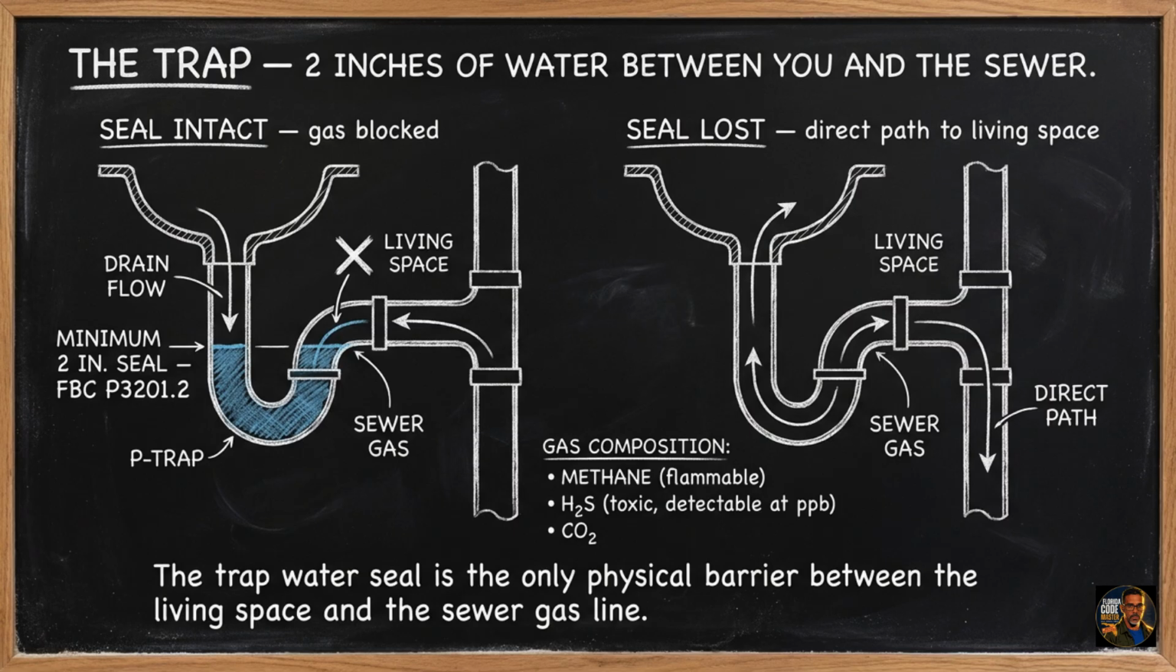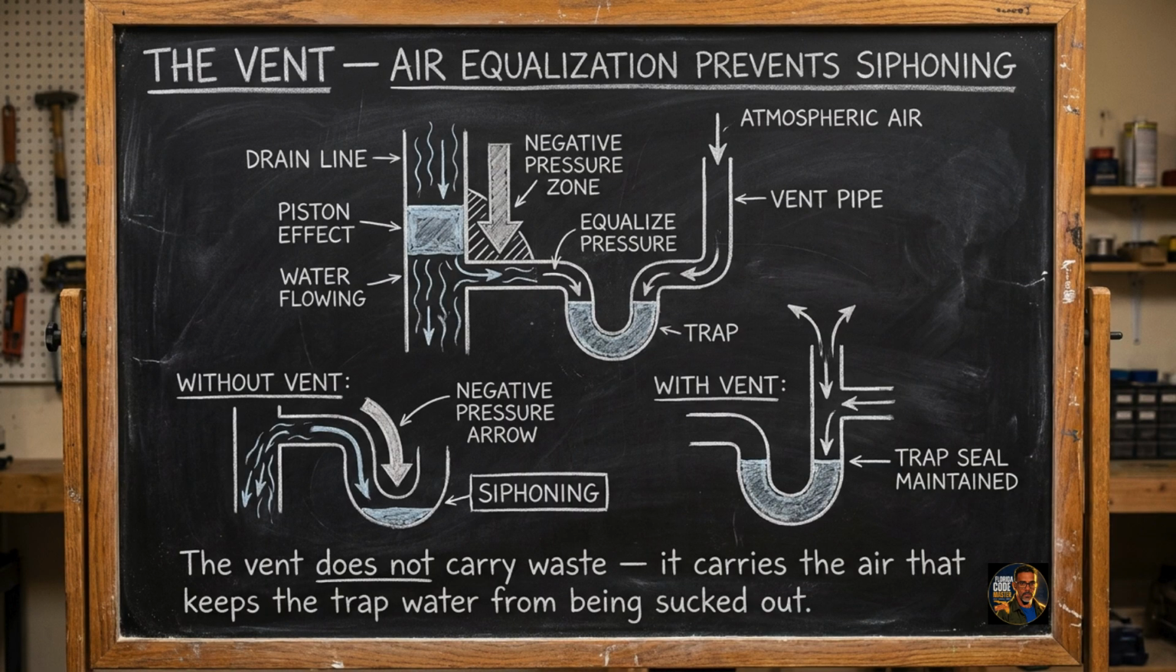FBC P3201.2 requires a minimum seal depth of 2 inches. When that seal is lost, the barrier is gone. A vent is what keeps the seal intact.